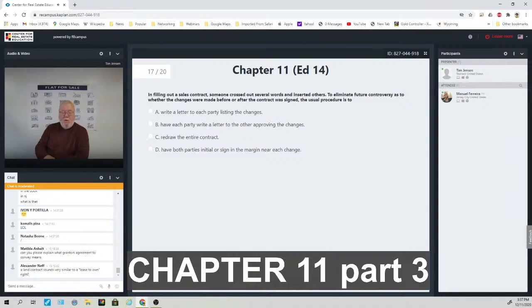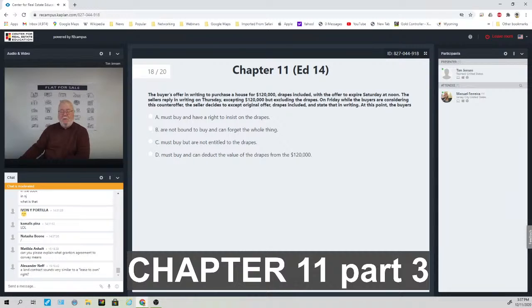And 83% of you are correct, answering D, have both parties initial or sign in the margin near each change. That would indicate that they accepted those changes before the contract was approved.